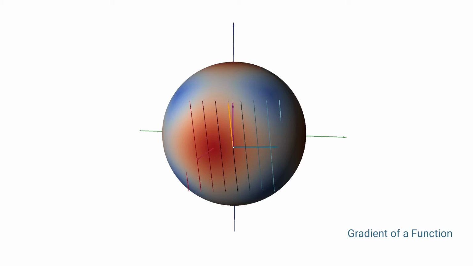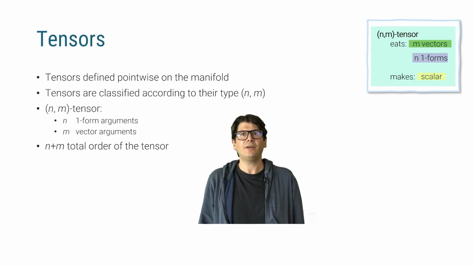We have seen how tangent vectors and one-forms form vector spaces at each point of the manifold. Next, we will use them to define tensors. Tensors are defined pointwise on the manifold. They are maps that take one-forms and tangent vectors as input and produce a scalar as output. Because they are based on one-forms and vectors, they are also coordinate independent and therefore play an immensely important role in physics. They can be classified by their order, which is the number of input arguments. A tensor of order n-m takes n one-form arguments and m vector arguments. The number of all arguments together is the total order of the tensor.